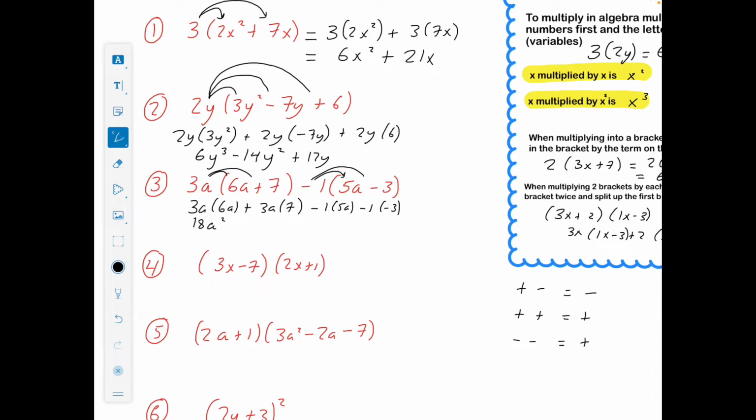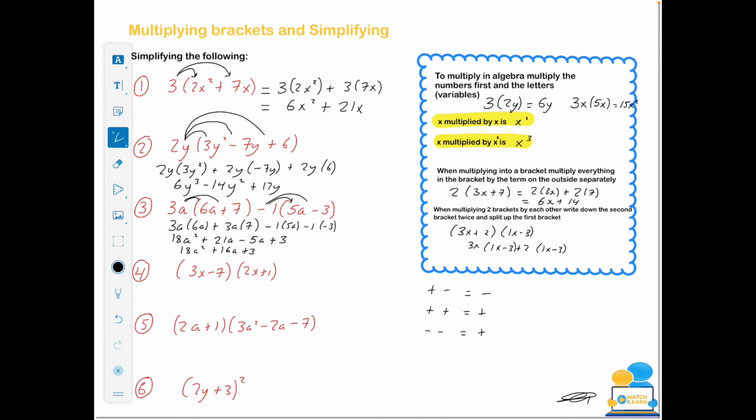Now to finish multiplying out first, we've 3 multiplied by 6, which will give me 18, and a multiplied by a is a squared, plus we've 3 multiplied by 7, which is 21a, then minus 1 by 5a will be minus 5a, and minus 1 by minus 3, be careful, two minuses make a positive, so that'll be plus 3. I can actually simplify this a little bit, so that'll be 18a squared, 21a minus 5a, that'll be plus 16a, plus 3.